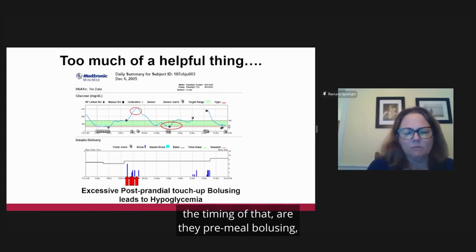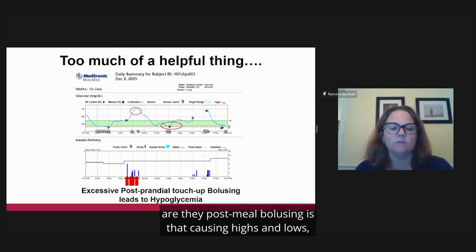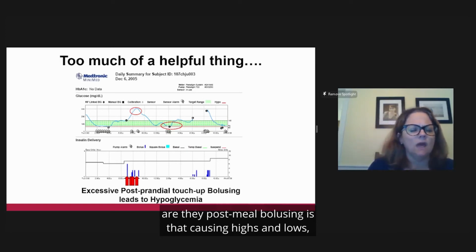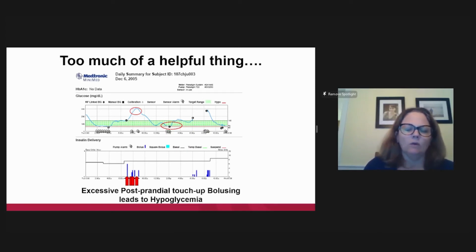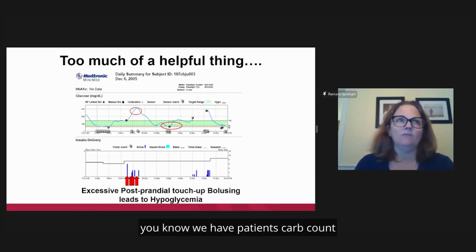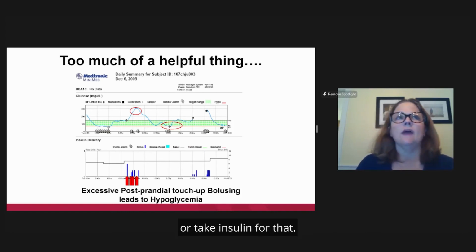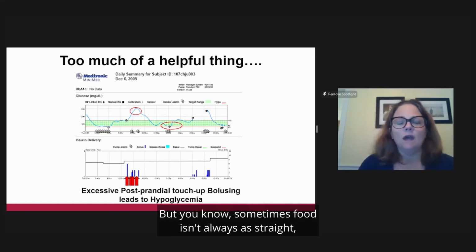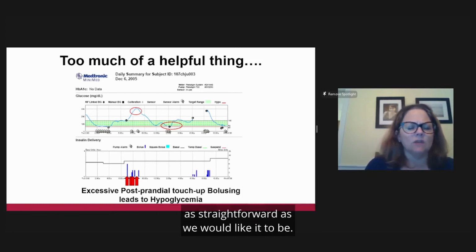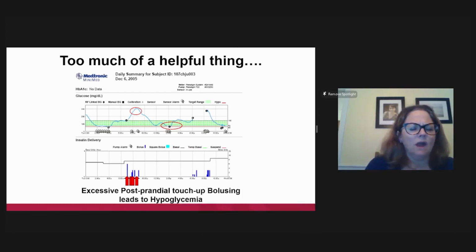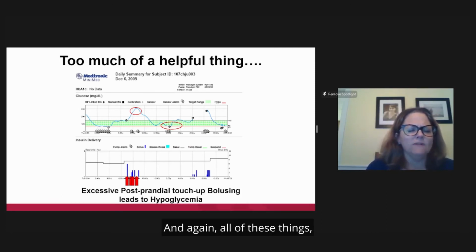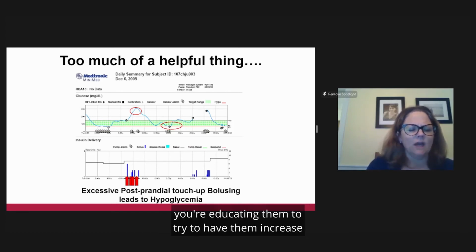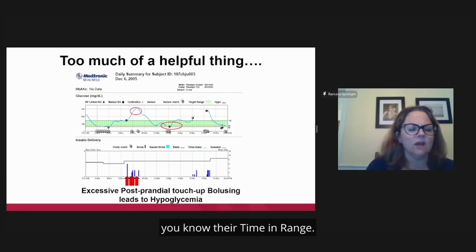Are they pre-meal bolusing? Are they post-meal bolusing? Is that causing highs and lows? The food complexities that we see, because, as we have patients carb count or take insulin for that, sometimes food isn't always as straightforward as we would like it to be. Exercise, then looking at insulin on board. And again, all of these things, you're educating them to try to have them increase their time in range.